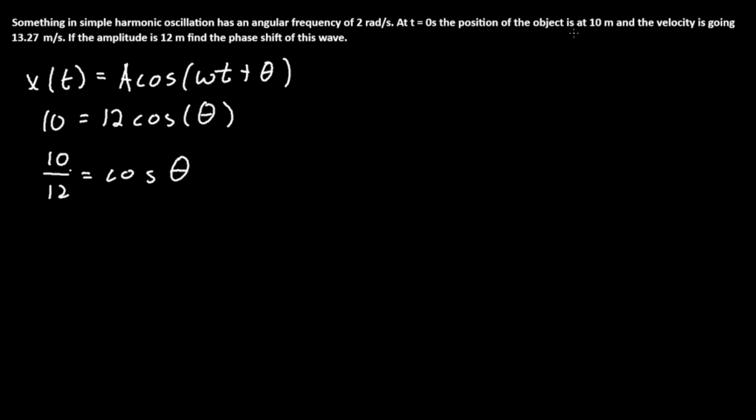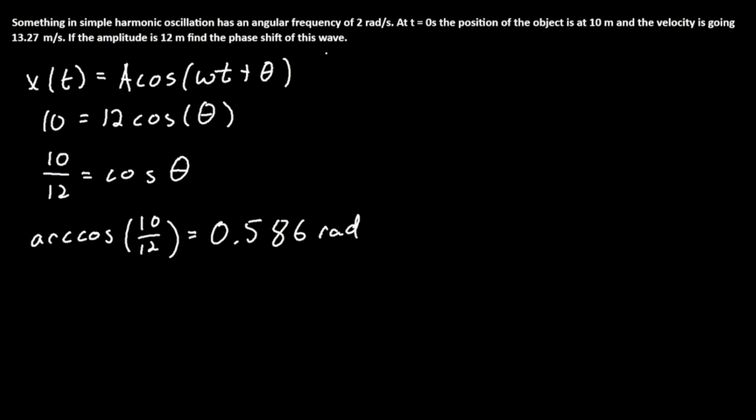So if you inverse cosine both sides of the equation here, you should get arc cosine of 10 over 12. You should get 0.586 radians. And we're using radians, not degrees, because the units that we're using are radians per second, right? For your angular frequency and all the other things, radians. So we're going to use radians in this problem rather than degrees.